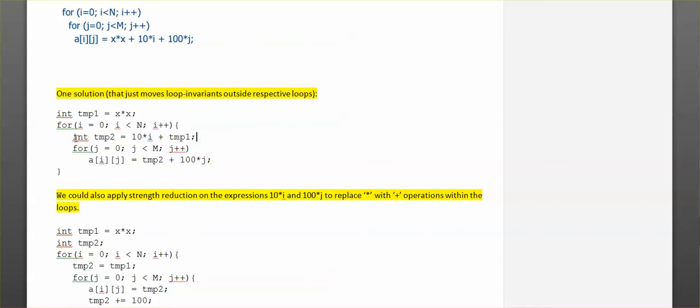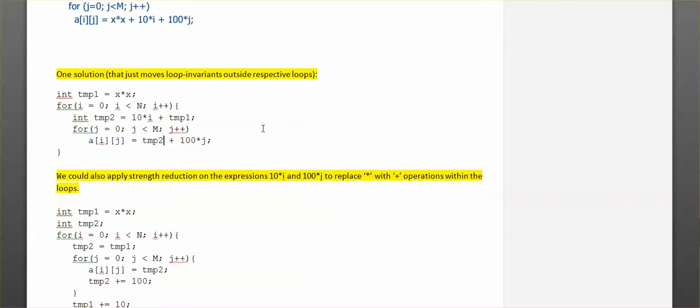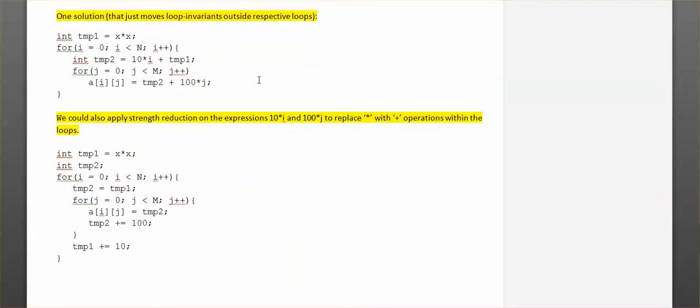That's what this line here is. And then after that, inside, now we have that assigned to temp2, and now temp2 is simply incremented by 100 times j. Since 100j is dependent on j, we leave that inside. So that's one solution. A further optimization can take place because we could use what's called a reduction in strength.